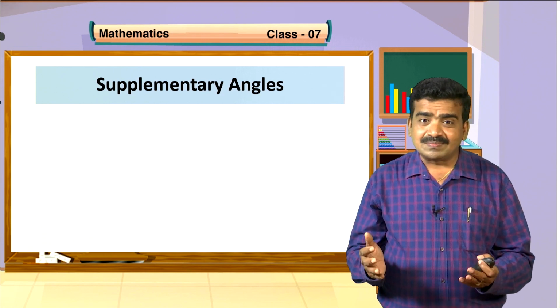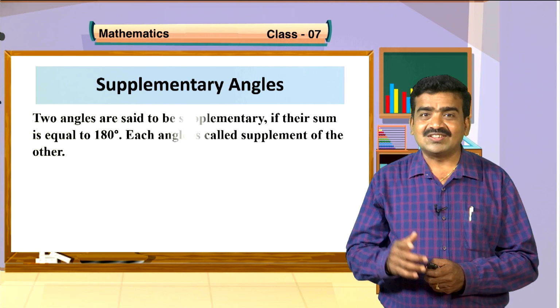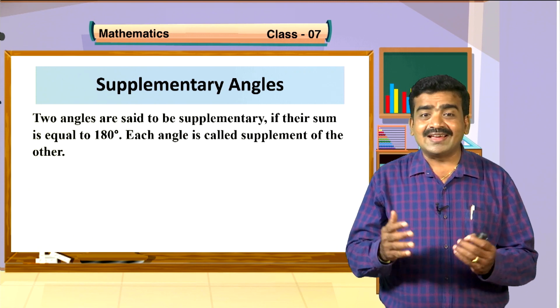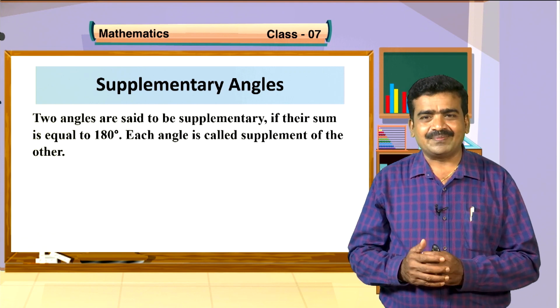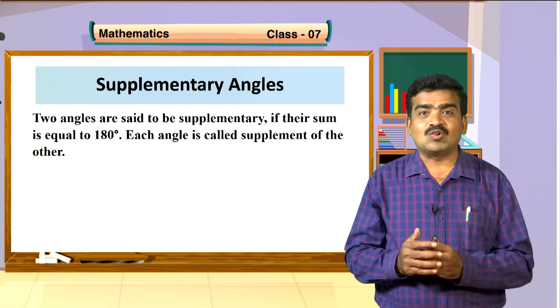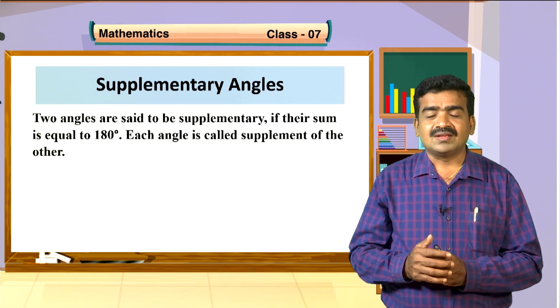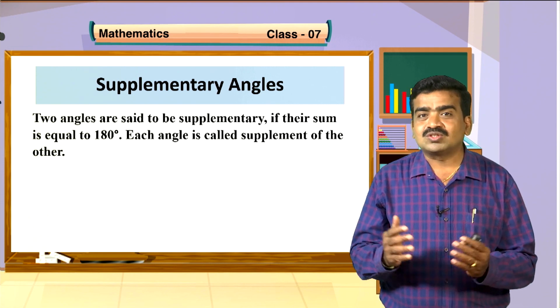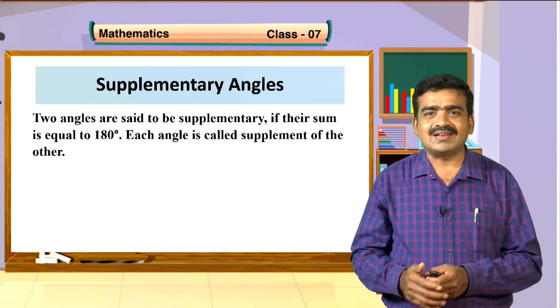What do you mean by supplementary angles? Yes, you are right. Two angles are said to be supplementary if their sum is equal to 180 degree. If you add two angles and get 180 degree, then those two angles are called supplementary angles.